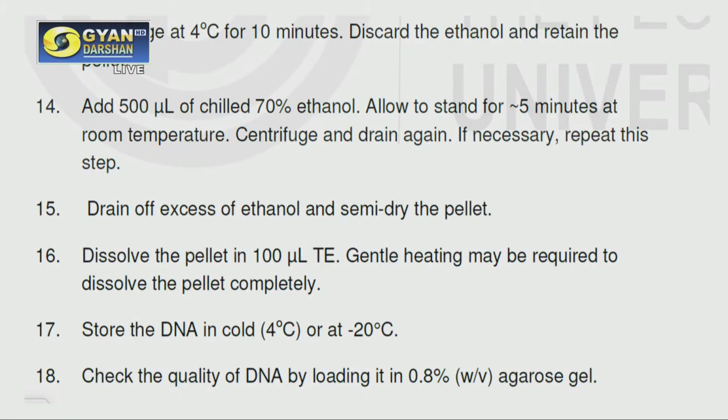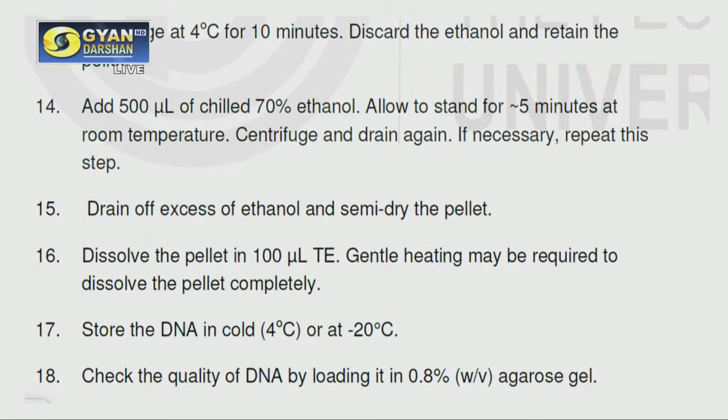Next, you have to centrifuge it down, but in cold condition, that is at 4 degrees centigrade. So in your centrifuge machine, you should have a refrigerated system where you can set the temperature to 4 degrees centigrade, and then run the centrifugation for 10 minutes. Now you have to retain the pellet, because the DNA is pelleted down, and you have to wash it with chilled 70% ethanol.